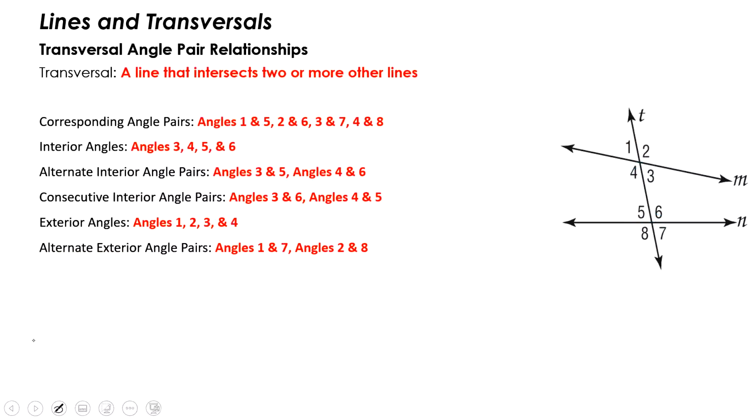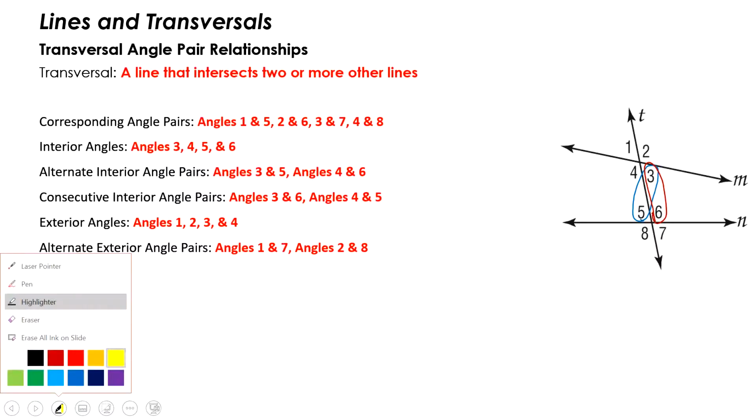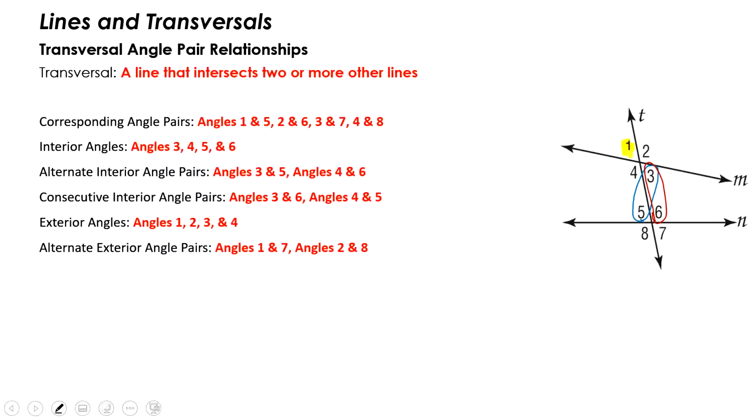Okay. Alternate interior, kind of like the ones you can cross, a cross-multiply kind of thing. Those are alternate interior. So 3 and 5, 4 and 6. Consecutive interior will be 3 and 6. These are the consecutive interior. And then our alternate exterior will be 1 and 7, and then 2 and 8.